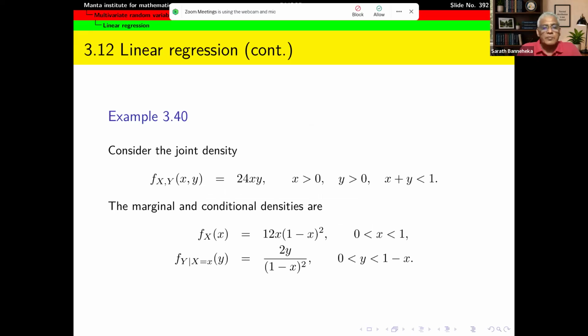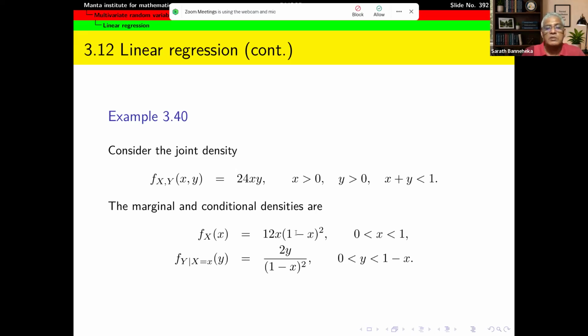Let's look at another example and see whether those two predictors are the same or not in this case. We have looked at this example also in a previous situation when we were calculating expected values, conditional distributions, and so on. So I'll be using some of those results directly. Let's consider this joint density function. I have described this as a certain beta function. The marginal and conditional densities are given by these two expressions here.